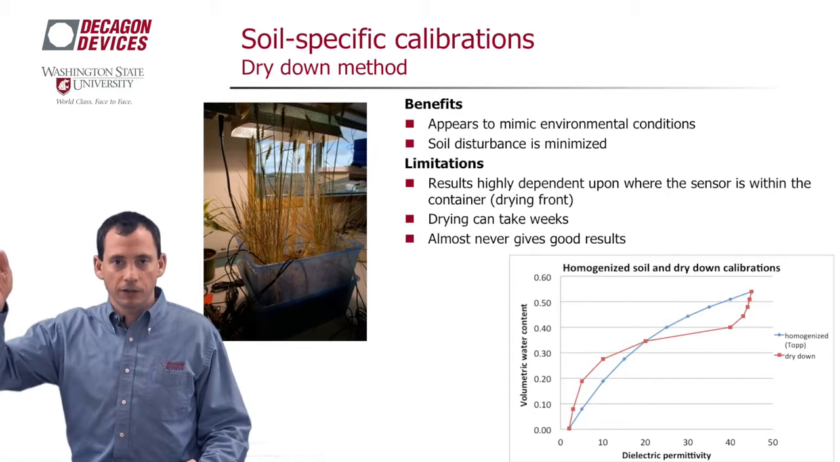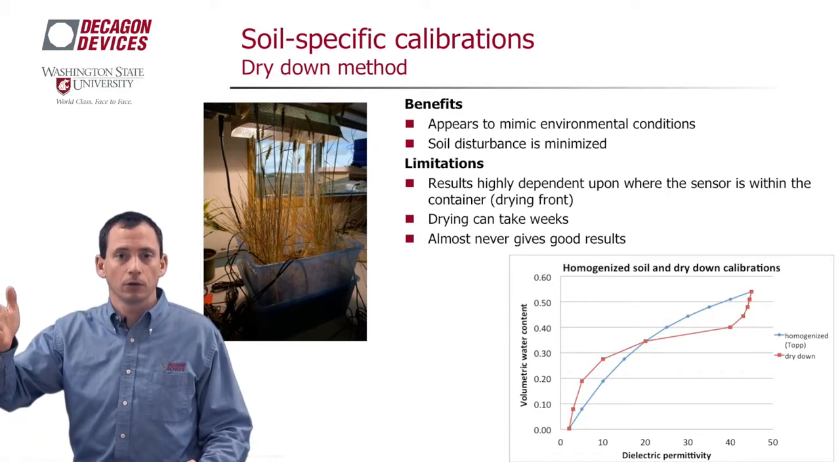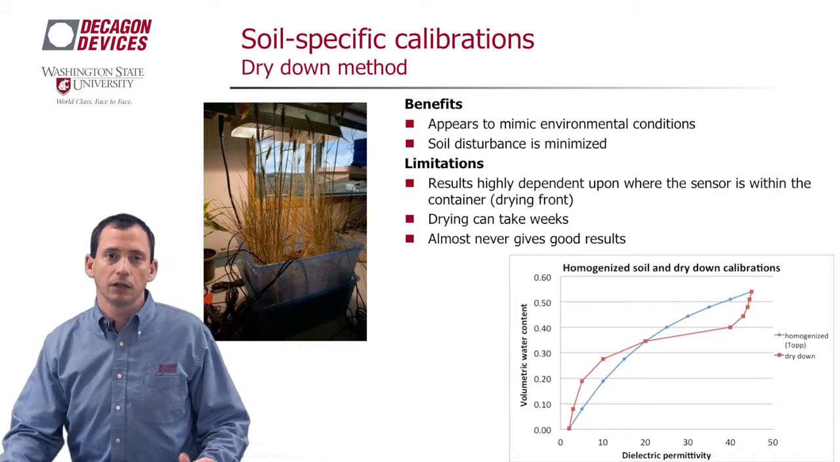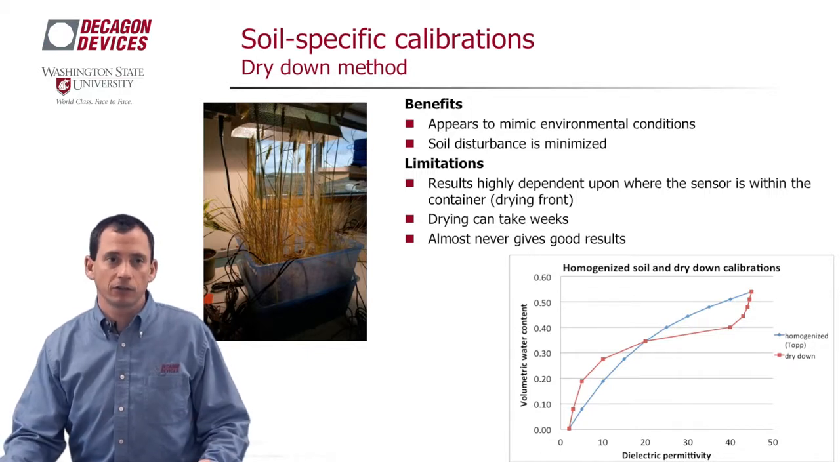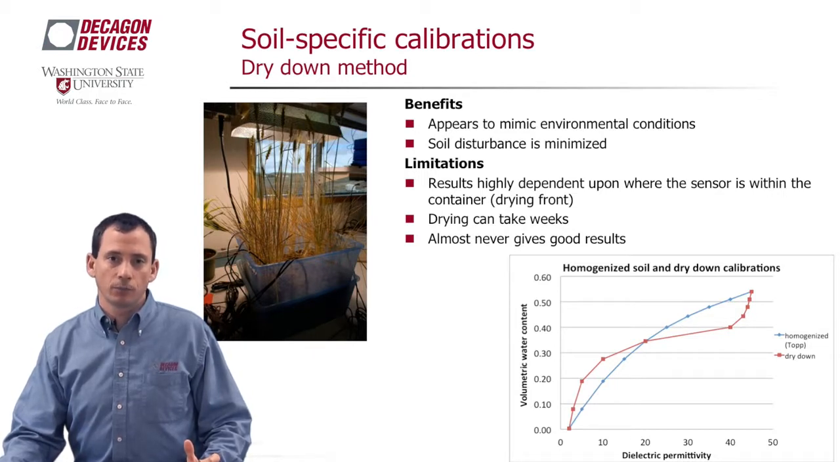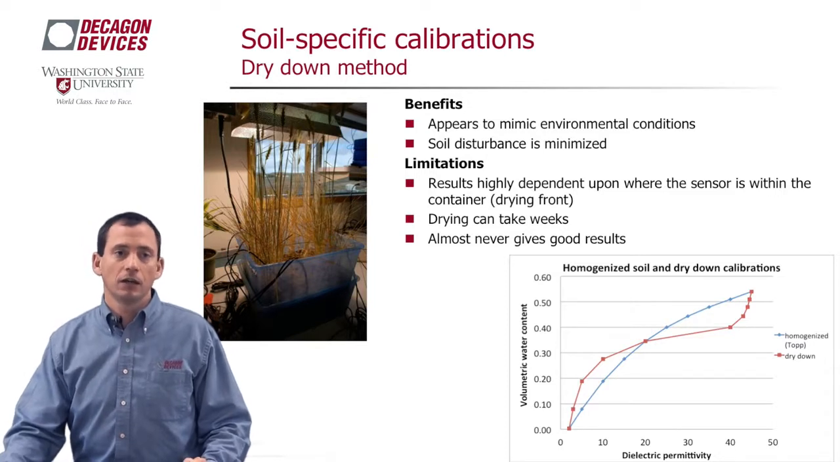You see pulsed events where the water content shoots up, either irrigation or precipitation or snowmelt or whatever it is, and then a slow dry down as the soil drains and the water evaporates away. So this mimics those conditions. Probably the bigger benefit is that you're working with an undisturbed sample. So the soil sample maintains its structure, which can be a little bit important, but there are some serious limitations.